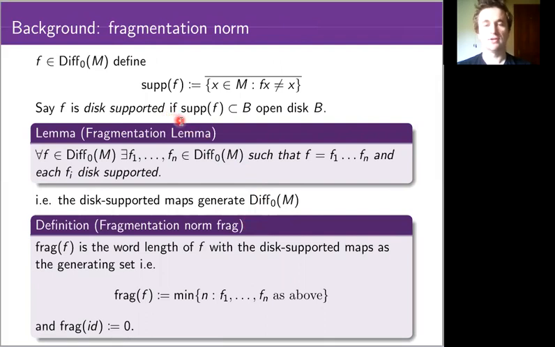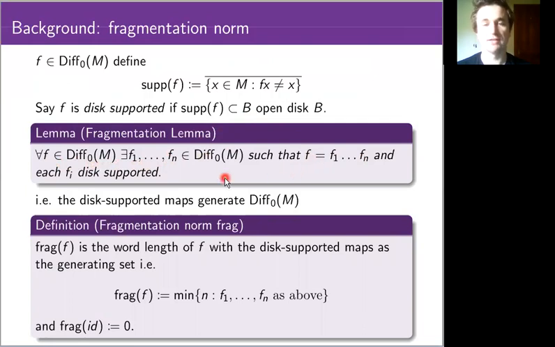So I'd like to define the fragmentation norm. So I need to define, first of all, what a disk-supported map is. A map is disk-supported if its support lies in some open disk in your manifold. It turns out that the disk-supported maps generate Diff naught of your manifold. In other words, for all f, there's some finitely many disk-supported maps, so that the product of these maps equals f.